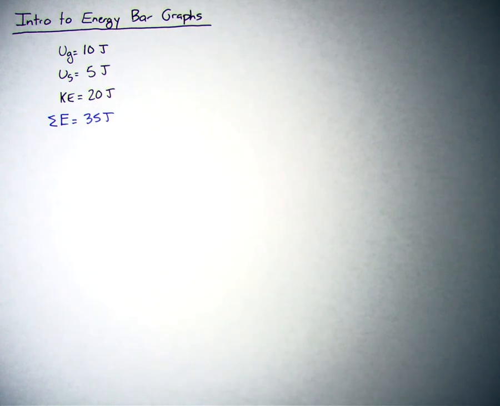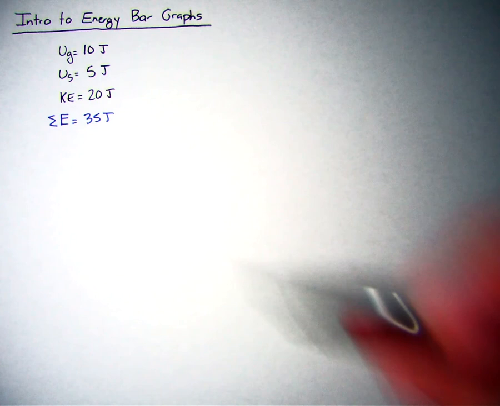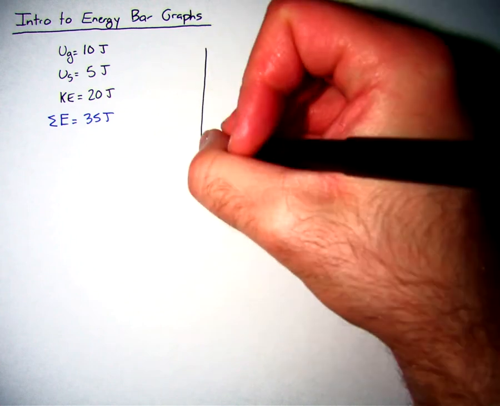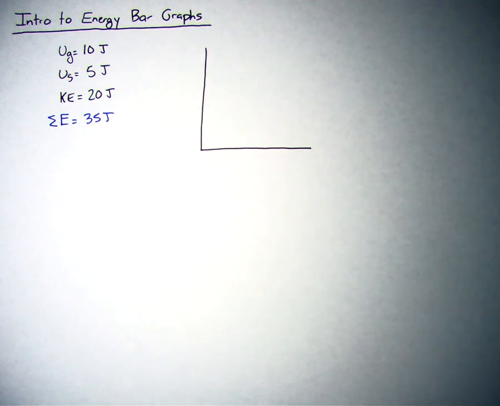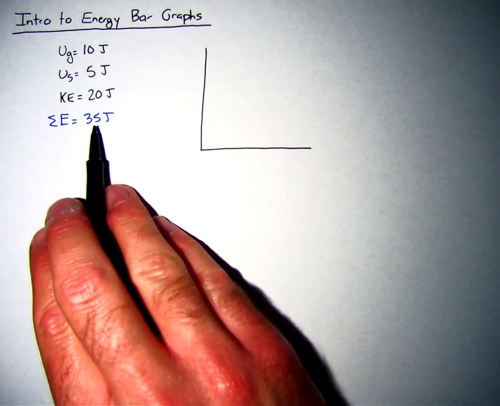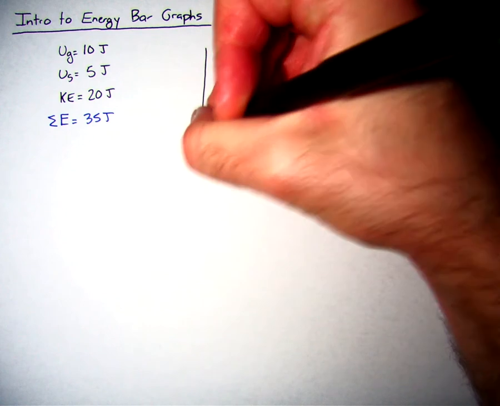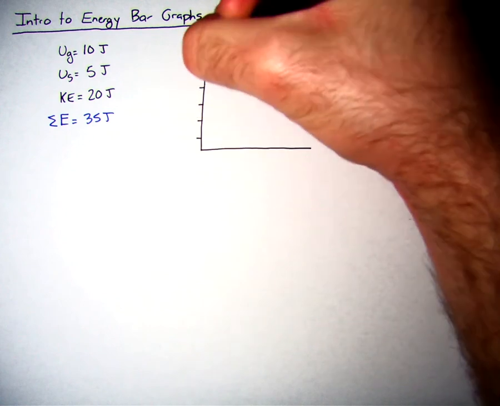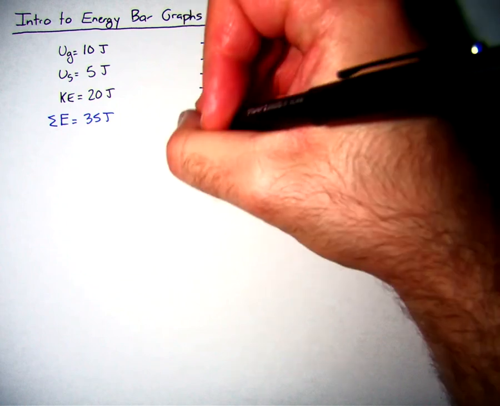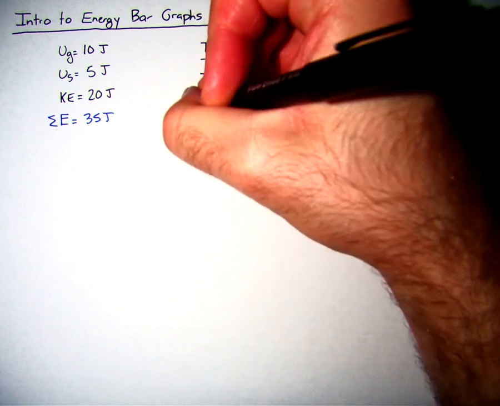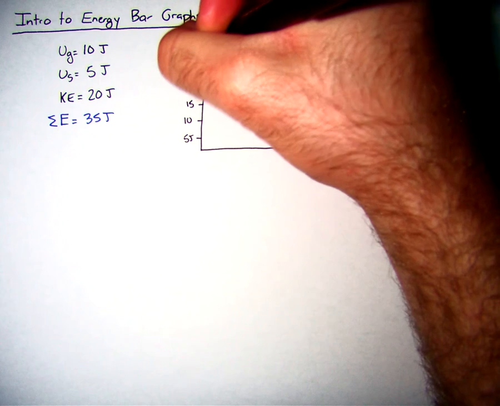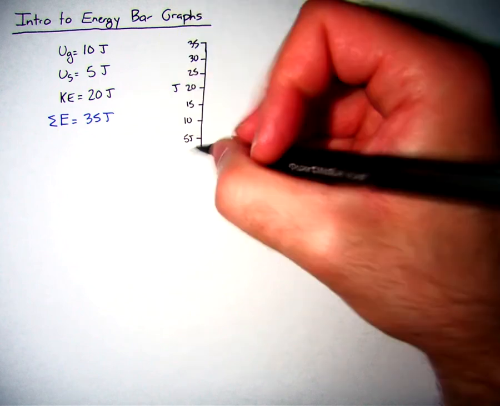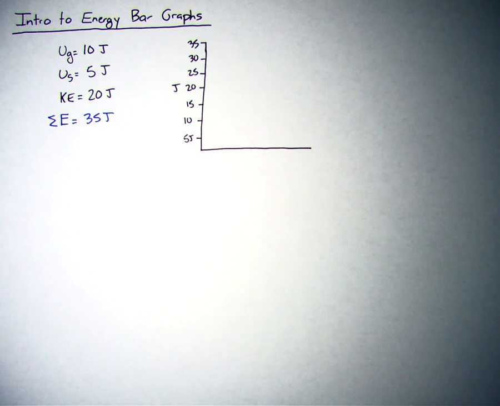So if I wanted to create my energy bar graph, all I'm going to do is create my y-axis and then my x-axis. For my y-axis, I'm going to create a nice scale because I want the different bars to be to scale. Since I have 35 joules, I'm going to go by 5 joules. So 5, 10, 15, 20, 25, 30, then 35 will be up here at the top. If I label these, 5 joules, 10 joules, 15, 20, 25, 30, 35. I'll just put joules on the left. I really didn't need to include it on the first one as long as I label the axis joules.